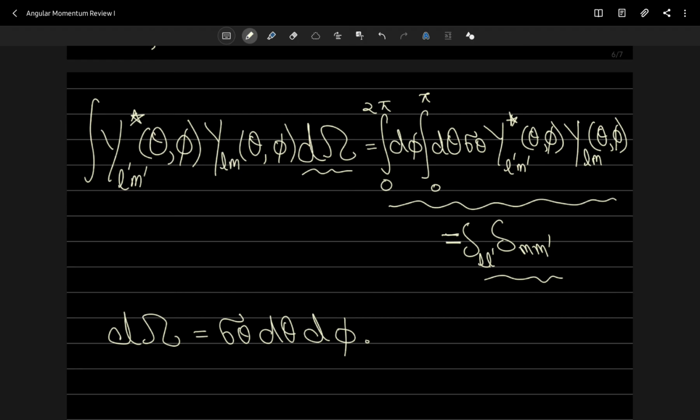And this was just the revision of angular momentum, but I hope I was able to cover a lot of things in here, and that you were able to understand it as well.